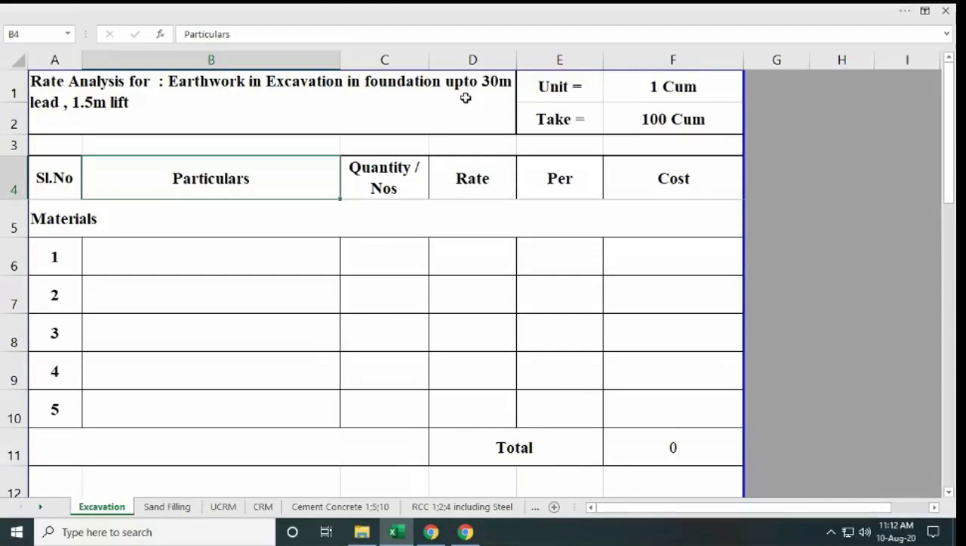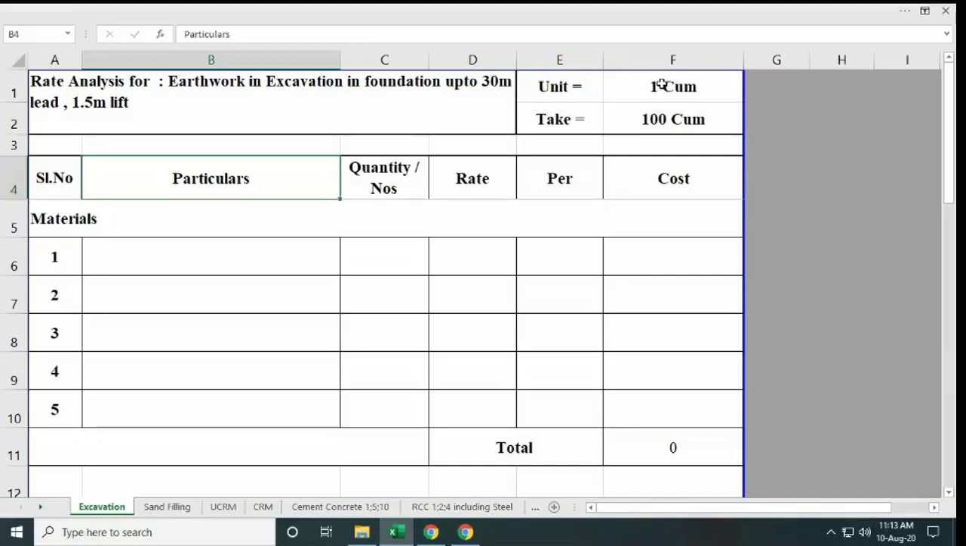Earthwork excavation in foundation, up to a depth of 1.5 meters and a lead of 30 meters. What is the unit of measurement of excavation? It is cubic meters, 1 cubic meter. We will calculate the quantity for 100 cubic meters initially, and at the end I will convert it to 1 cubic meter.